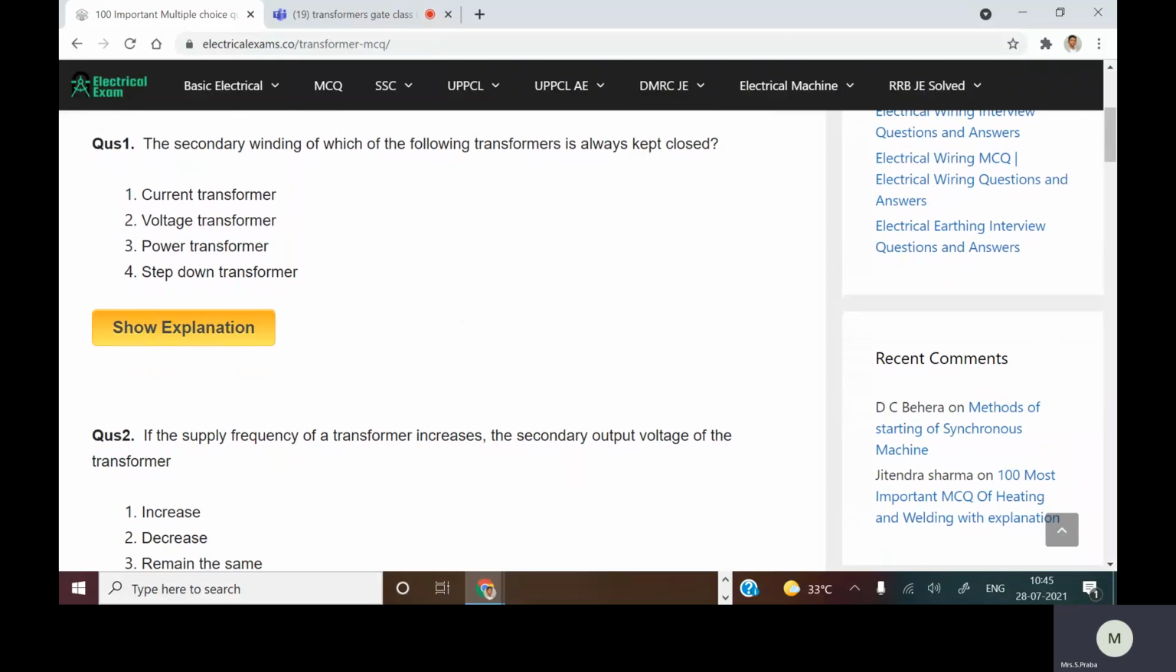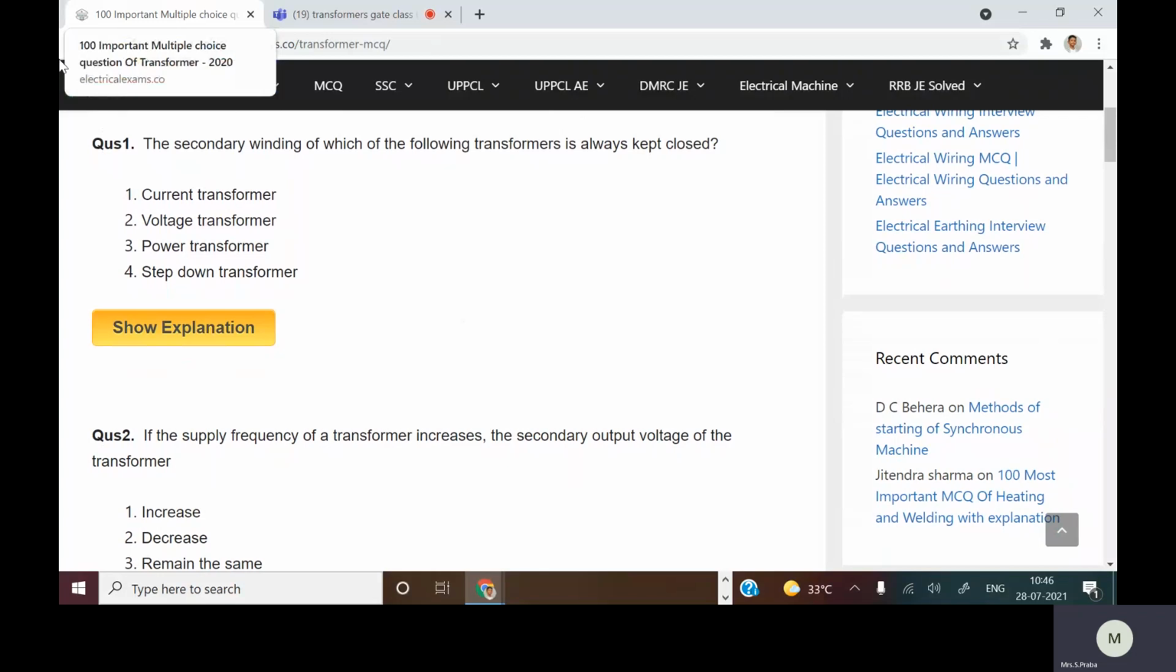Here the question is: the secondary winding of which of the following transformers is always kept closed? Four transformers are given as choices: current transformer, voltage transformer, power transformer, step down transformer. Among these four transformers, in which transformer is the secondary winding closed? Let's see the explanation.